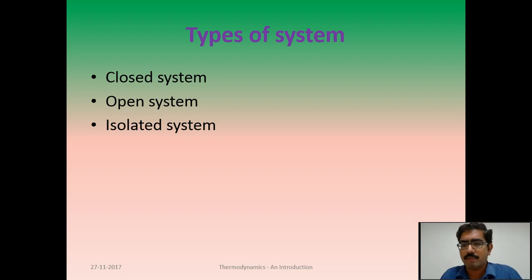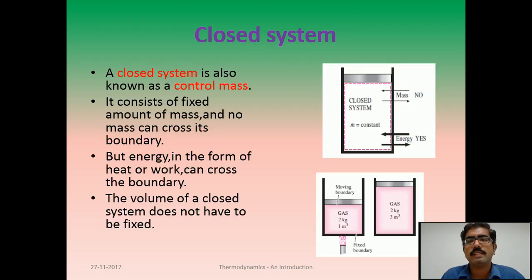Types of system. We have seen that a system is nothing but a quantity of matter. Under types of system, we have three categories: closed system, open system, and isolated system. First we will see the closed system. The major introduction to the closed system is that there will be energy transfer, but there won't be any mass transfer. That means no mass transfer takes place, only energy transfer takes place.